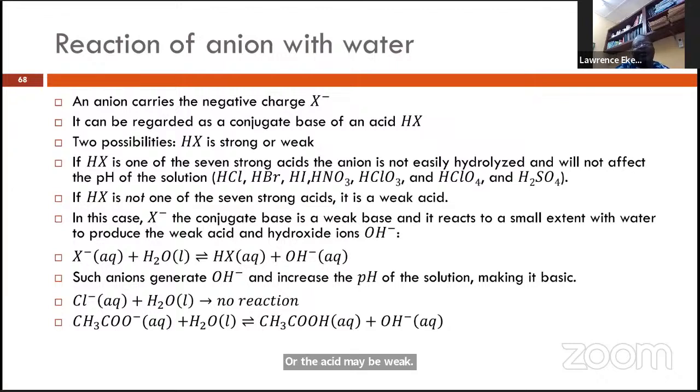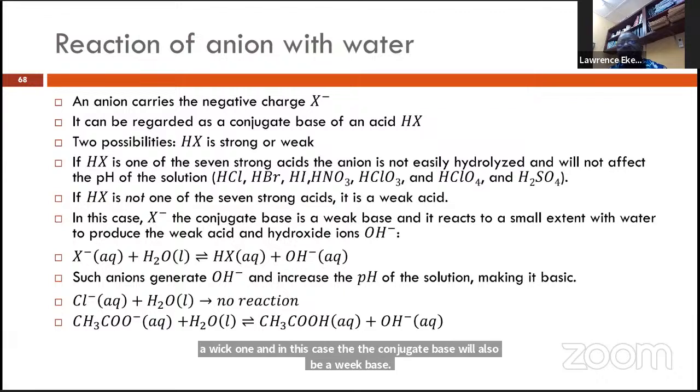The acid may be strong or the acid may be weak. If the acid is one of the acids that we have listed, it's not easily hydrolyzable because it's very strong, the bonding is strong, so it will not affect the pH of the solution. But if the acid is not one of the strong acids that we've listed here, then the acid is a weak one. In this case, the conjugate base will also be a weak base.